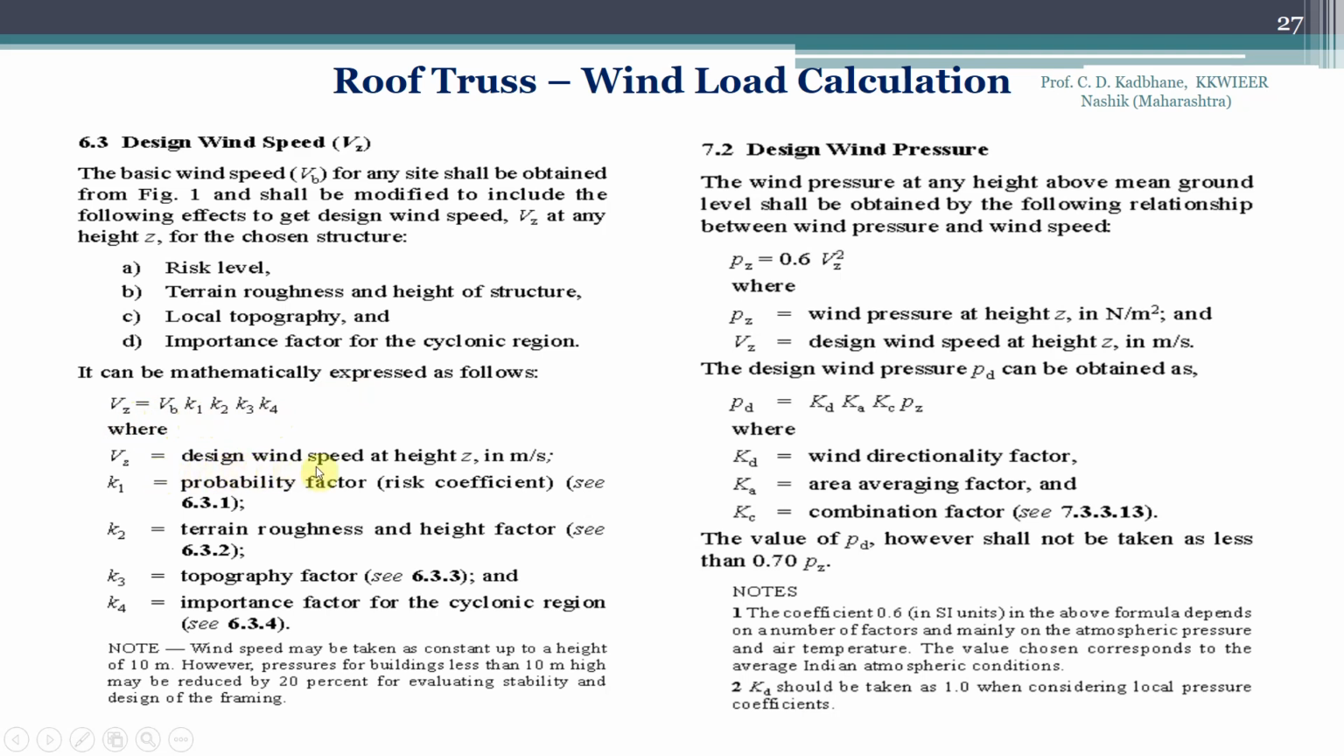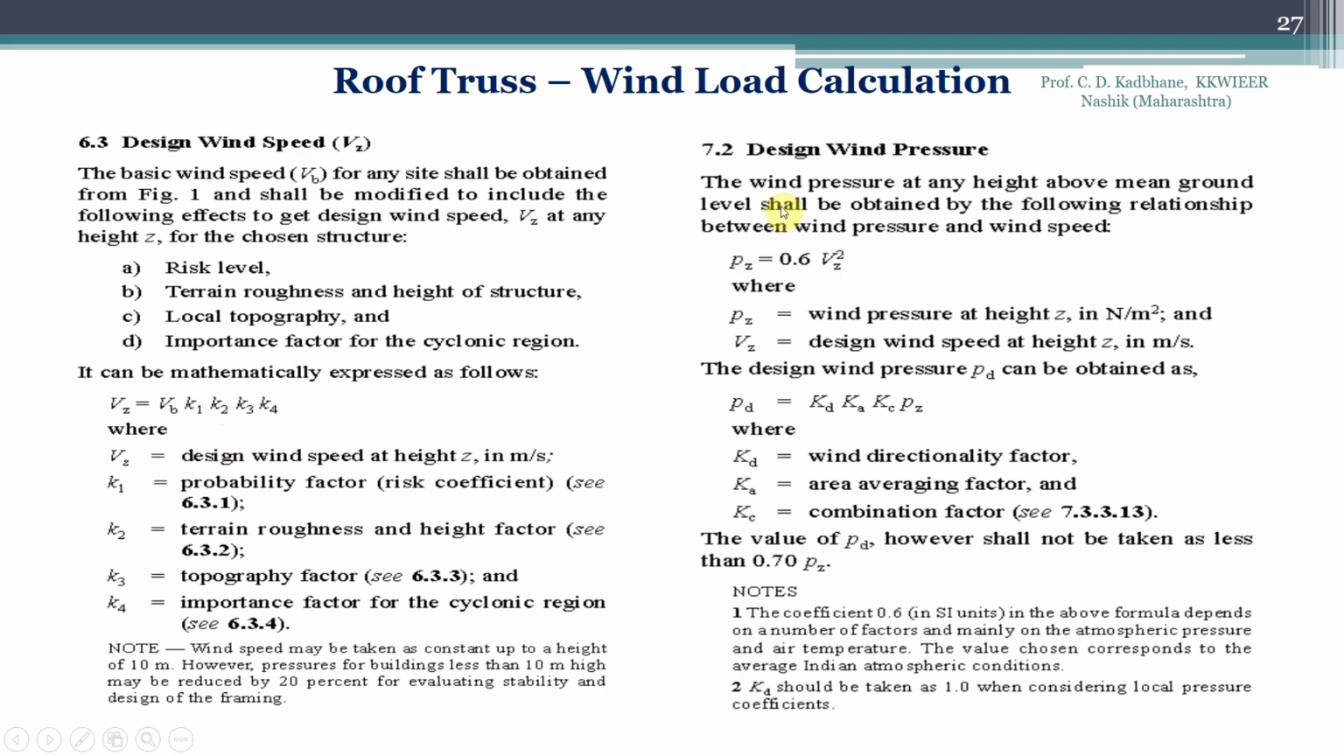Vz is the design wind speed at height z in meter per second. K1 is a probability factor, also called a risk coefficient. K2 is a terrain roughness and height factor. K3 is the topography factor. K4 is the importance factor for the cyclonic region. You can refer to IS 875 part 3 for a detailed study of this theoretical background as well as the mathematical formulas given there.